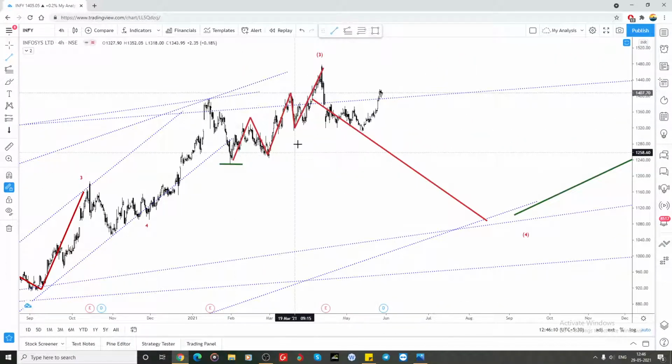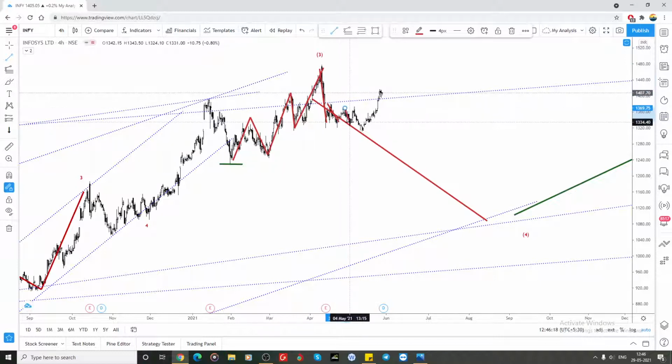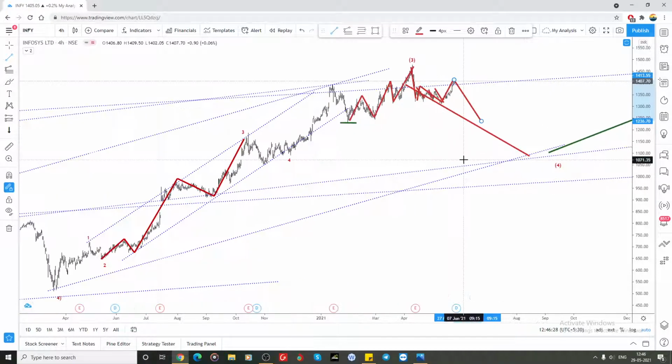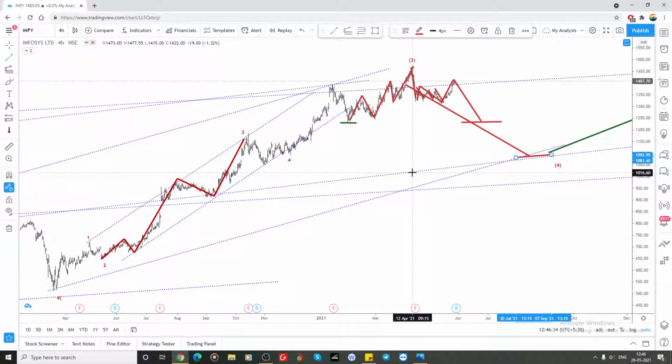So I said this is the end of the third wave, so we are on that fourth wave, right? So this is an impulsive wave, and after that it's overlapping. So I'm looking at this as an A, this as a B, and this as a C, and again one more wave to the downside. So once that wave is confirmed, then we can look for the buy, whether here or here. That we will see later onwards.